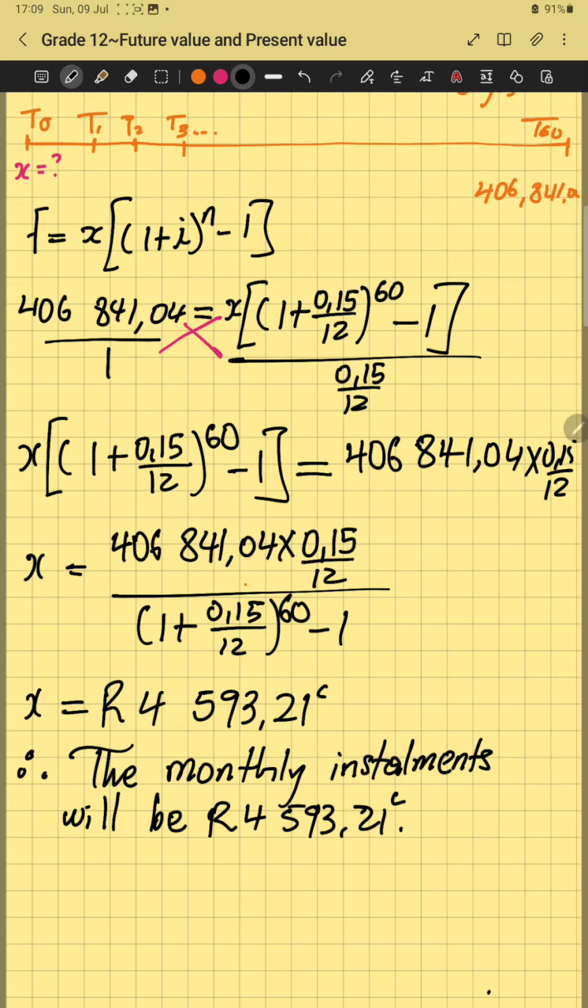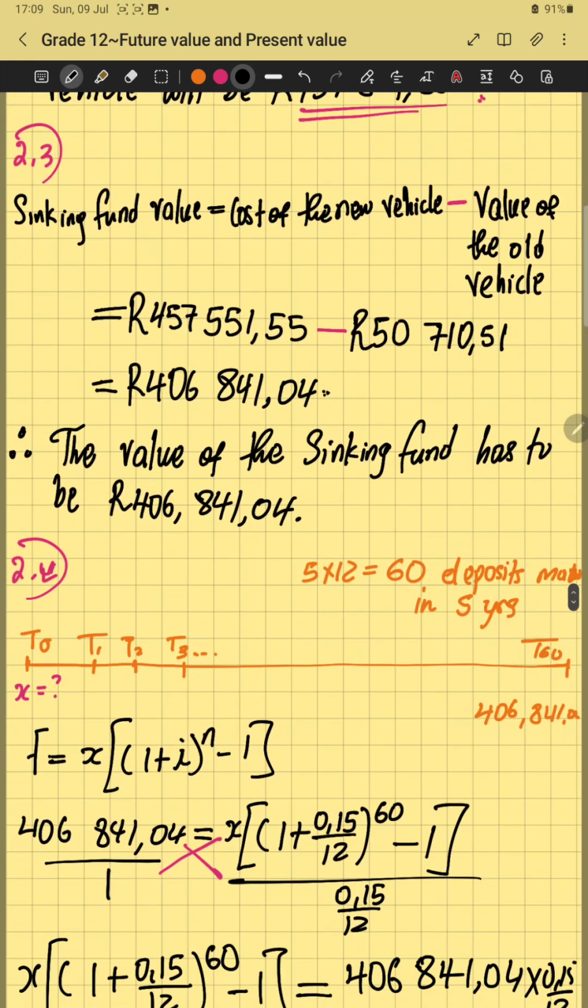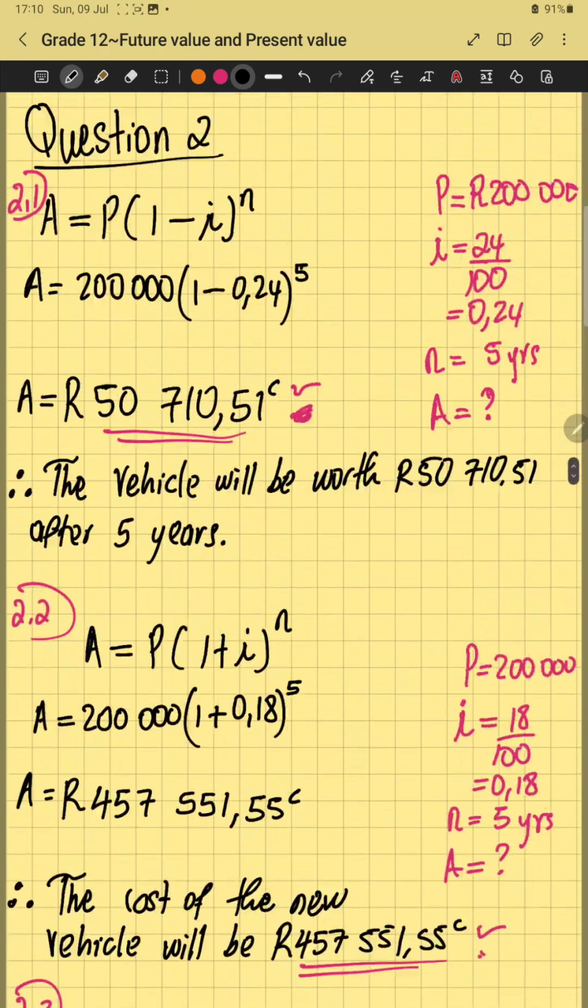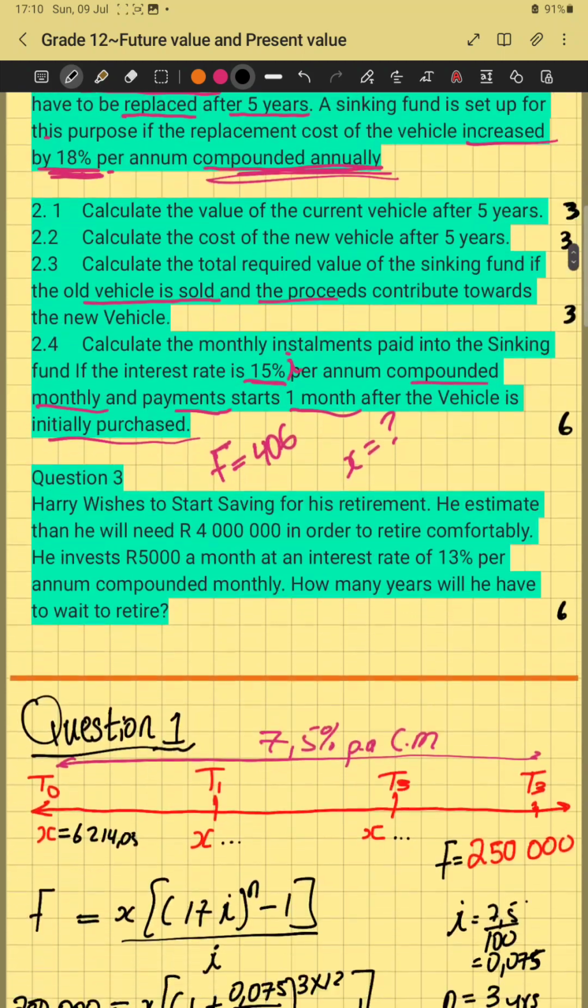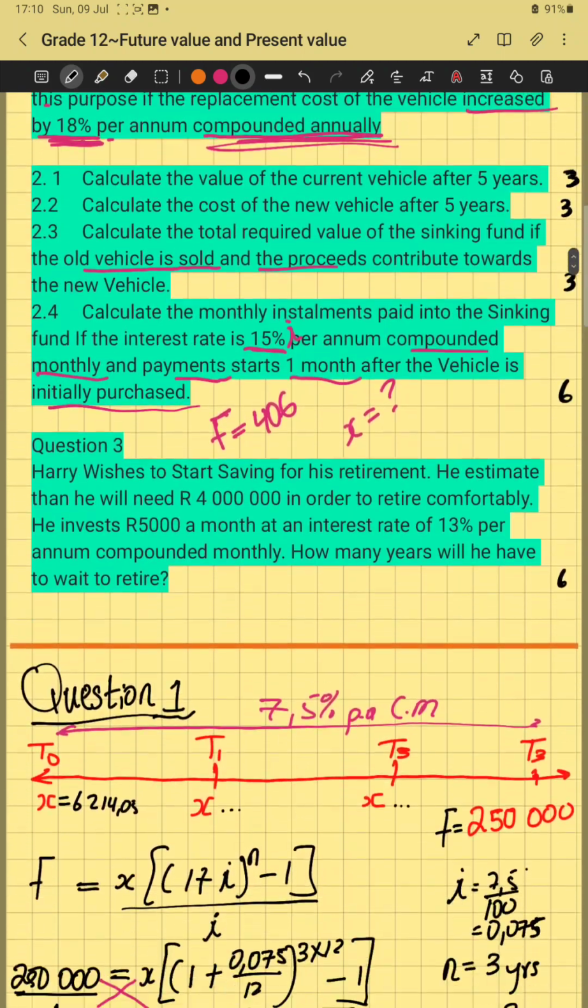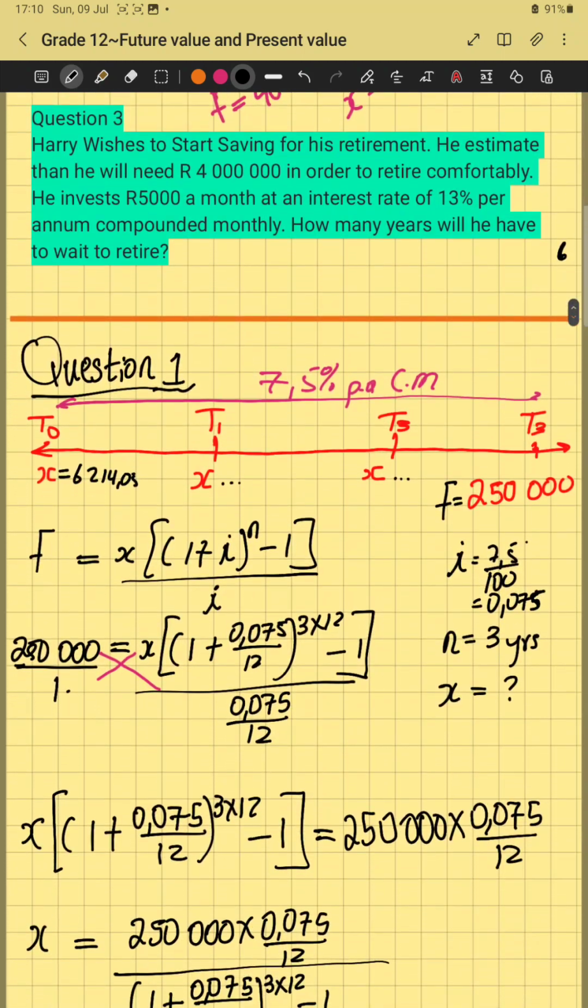This is our conclusion. So meaning that each and every month they have to deposit this amount from now on. Okay, now let's move on to the last question. That was 2.4 in question 2, so that means we are done with question 2. So let's go to question number 3.